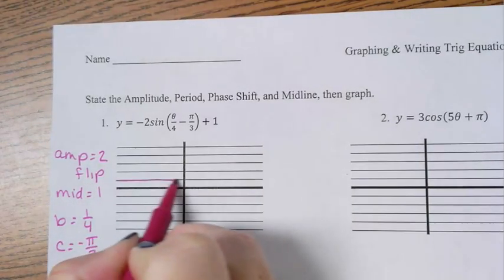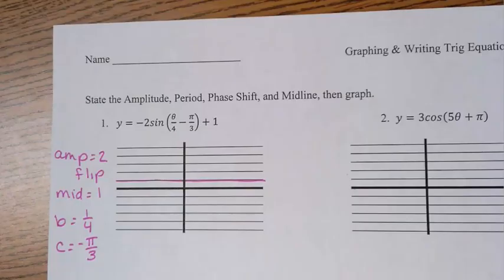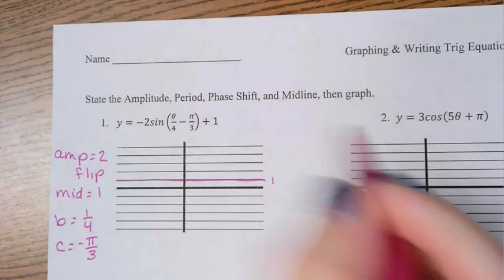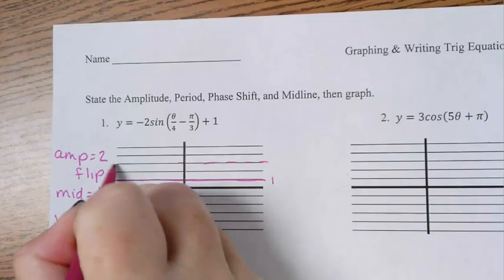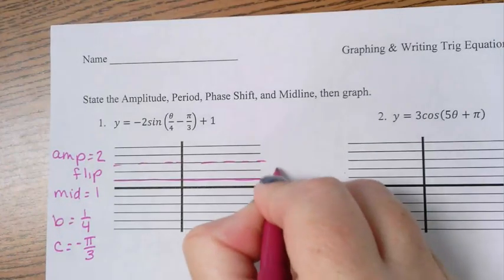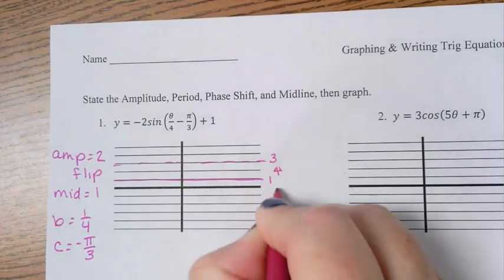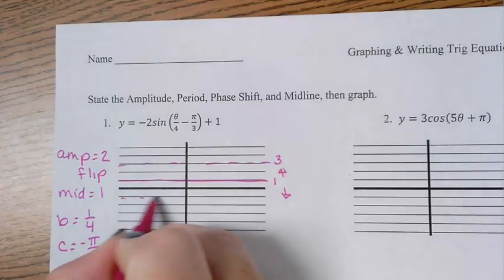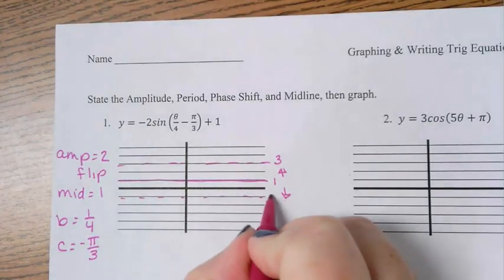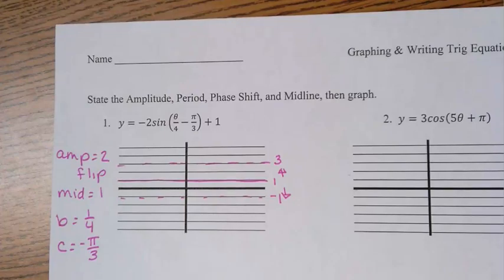Here's my midline at 1. So at 1, we're going to go up 2. Just going to kind of give me a line. So if I go up 2 from 1, that gives me 3. And I go down 2, 1, 2. Again, just help me over here. And that puts me at negative 1.